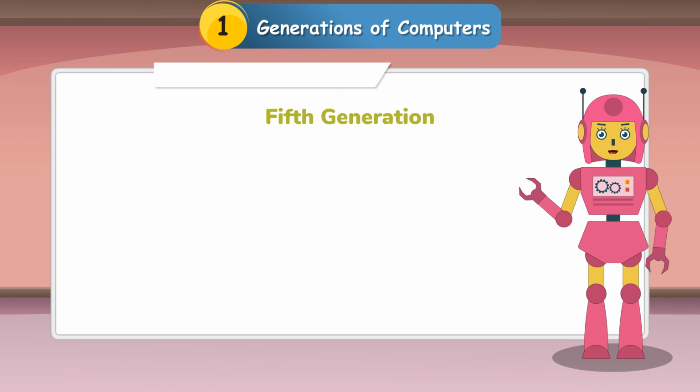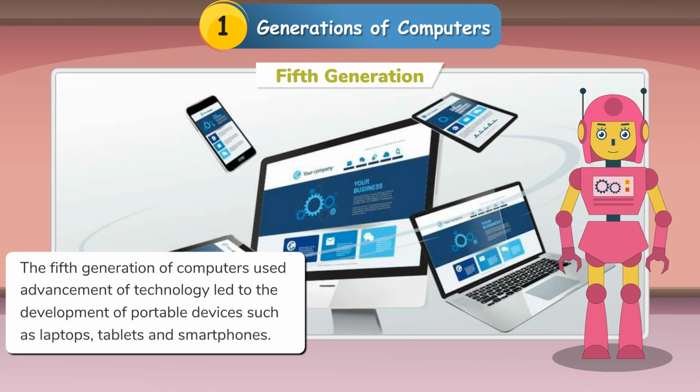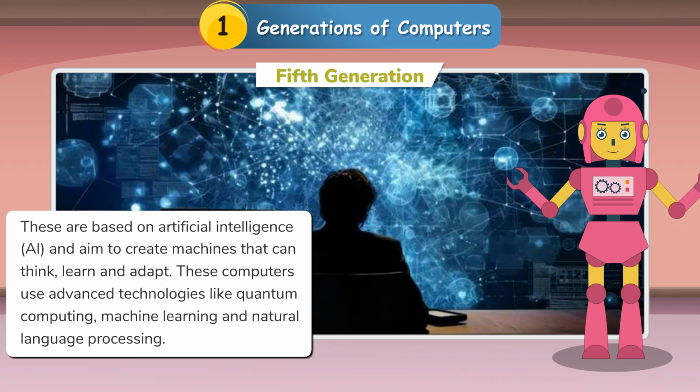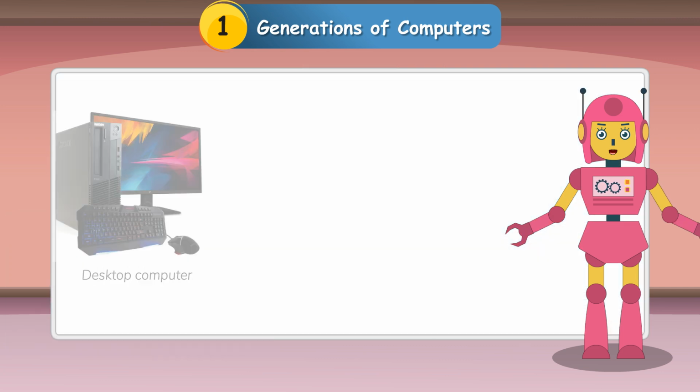Fifth generation. The fifth generation of computers used advancement of technology that led to the development of portable devices such as laptops, tablets, and smartphones. These are based on artificial intelligence, AI, and aim to create machines that can think, learn, and adapt. These computers use advanced technologies like quantum computing, machine learning, and natural language processing.